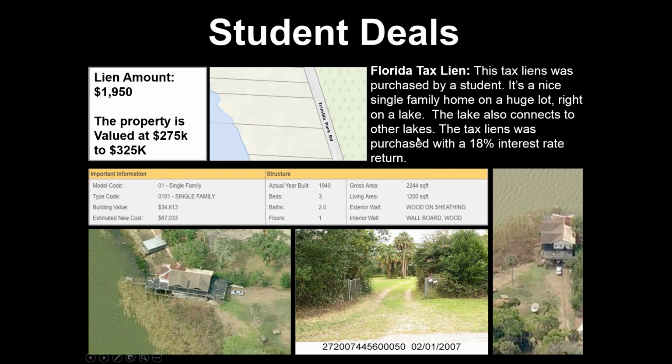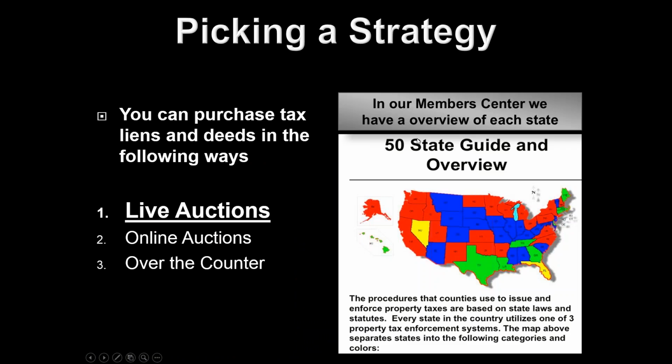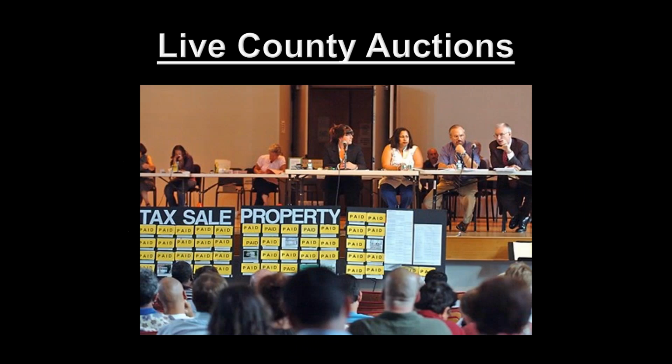Now, as far as picking a strategy, last week we talked about over-the-counters. The week before that we talked about online auctions. So today we're going to talk about live auctions. And what is a live auction? Well, essentially a live auction is just an auction that's going to be held in person at the county courthouse.